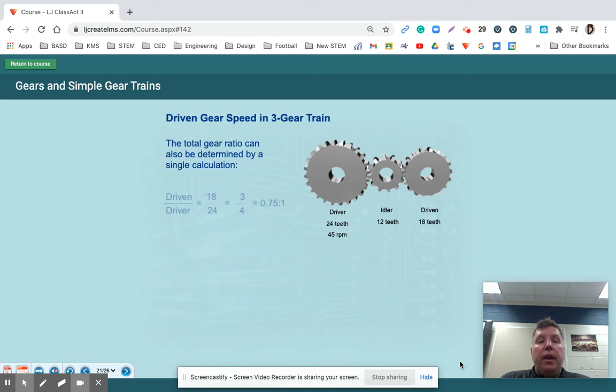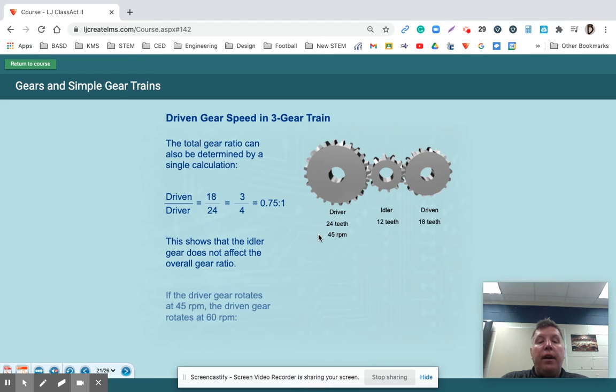Driven gear speed in a 3-gear train. The total gear ratio can also be determined by one single calculation. Driven over driver, okay? Driven is at 18. We're going to put 18 in the numerator, 24 in the denominator. When we reduce this down, it's 0.75 to 1. This shows that this idler gear does not affect the overall gear ratio.